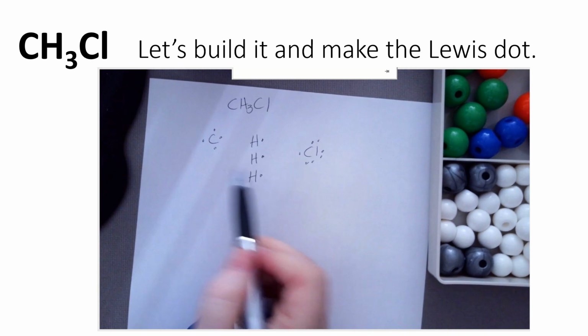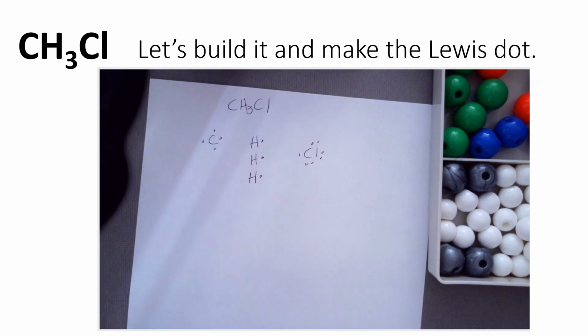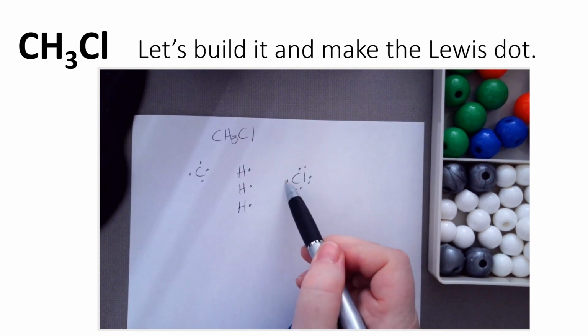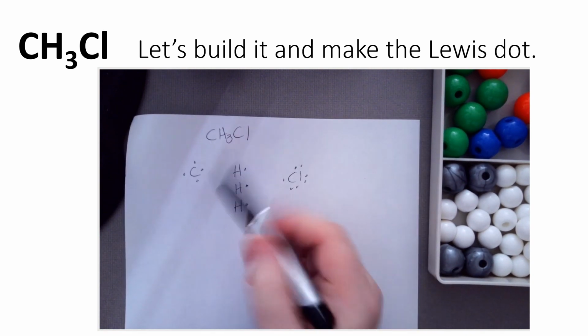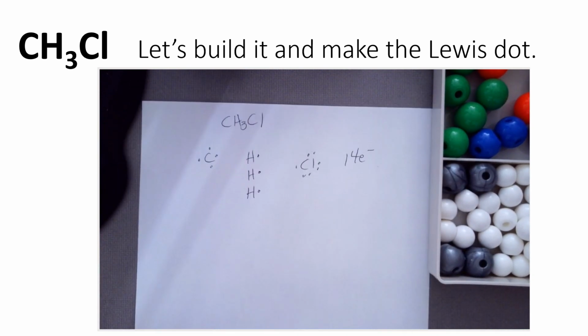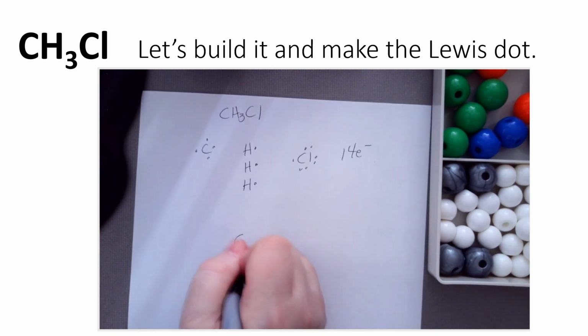Okay, 4 valence, 3 total valence, and then I have 7 valence. All right, so let's see how many electrons I have total. 2, 4, 6, 7, 8, 9, 10, 11, 12, 13, 14. So I have 14 total electrons that I have to work with and make a bond. So carbon is always going to go in the center.